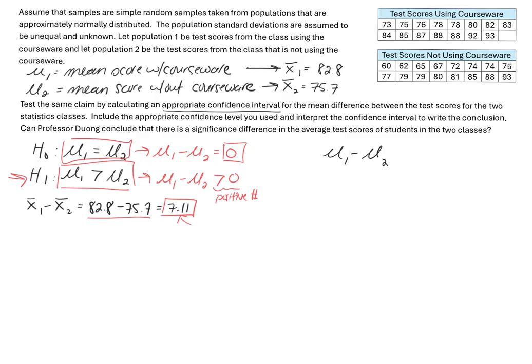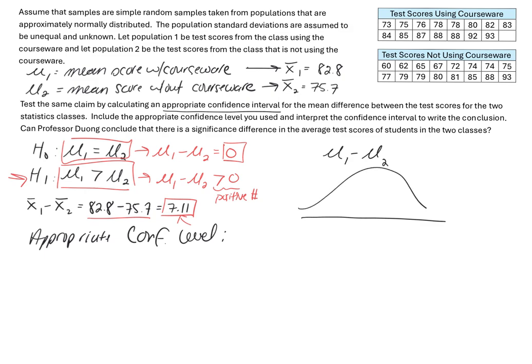So the first thing that we need to do is build the confidence interval by selecting the appropriate confidence level. What I mean by that is, are we going to build a 99% confidence interval, 95%, 90%? So what confidence level is appropriate? To determine which level is appropriate, you have to go back to your alternative hypothesis and take a look at the symbol. So notice that we have a greater than sign.